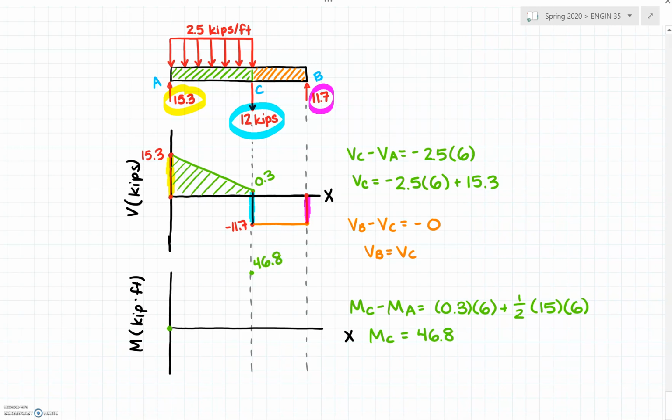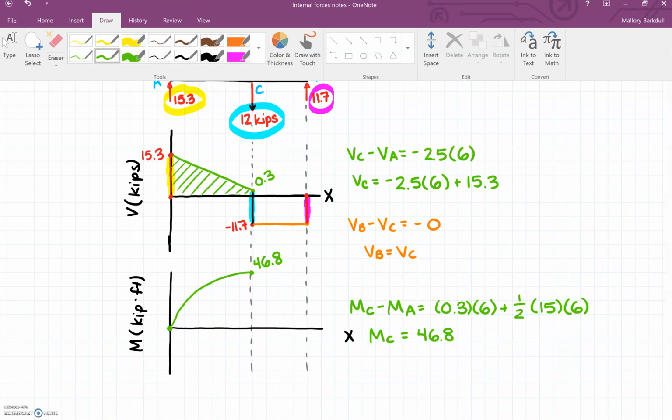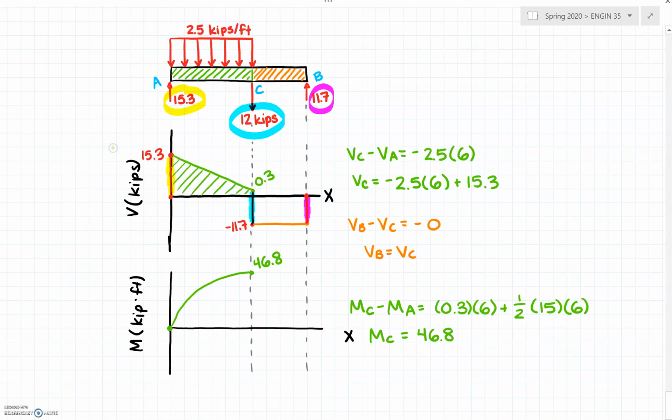Our distributed load is flat. Our shear diagram is linear, so that means our bending moment is going to be a parabola. Because the slope of the shear curve is negative, that means our parabola is going to be facing downward. So we have a downward facing parabola from A to C in our bending moment diagram. Now we're ready to do the second part of our bending moment diagram, which is this section right here.